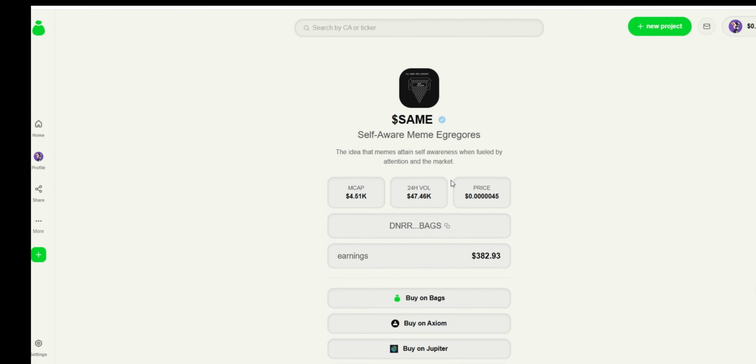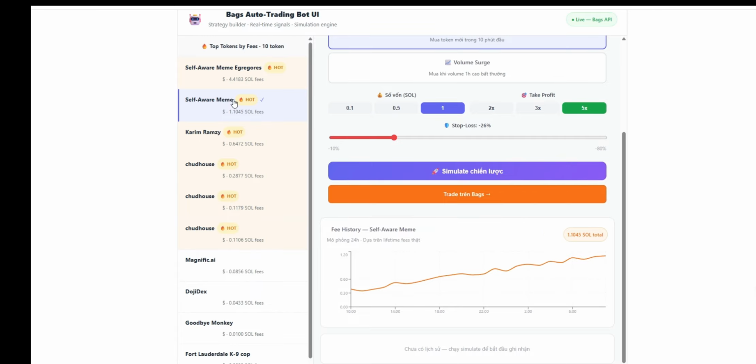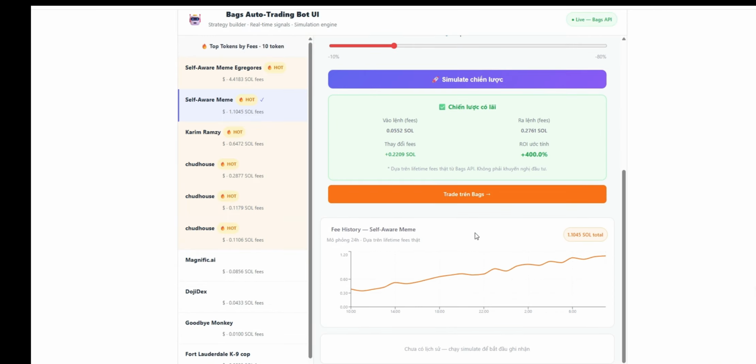So if you're someone who wants to explore meme token opportunities while still managing risk, this is definitely something you'll want to pay attention to. Let's start with the main dashboard.